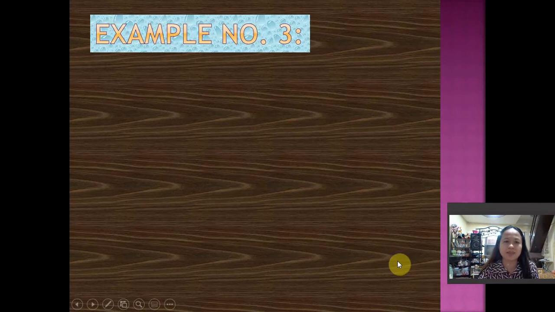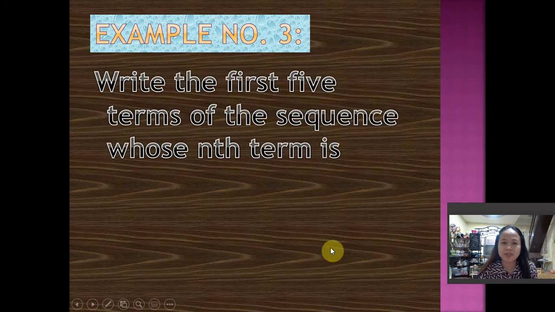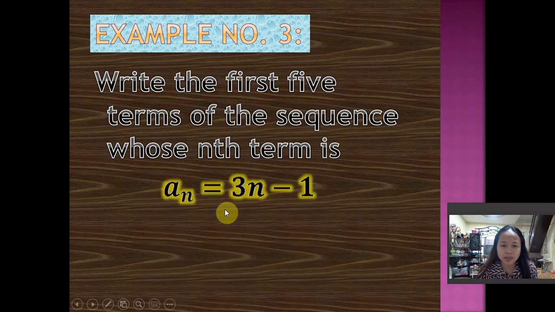Okay, how about for this third example? Write the first 5 terms of the sequence whose nth term is given by this one. nth term is equal to 3 times n minus 1, or thrice n minus 1. So take note of this nth term. We will be looking for the first 5 terms of the sequence using this general term or the nth term.